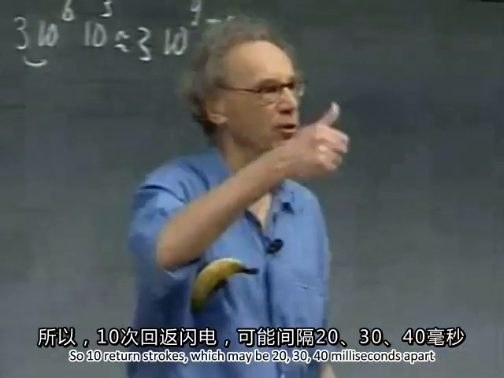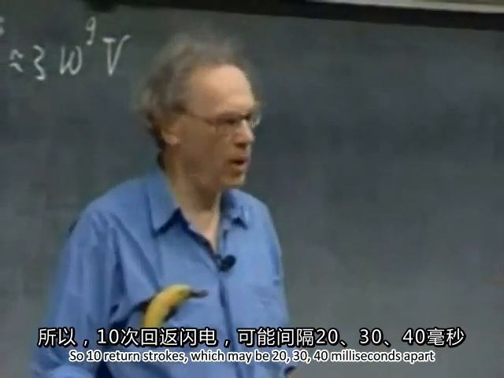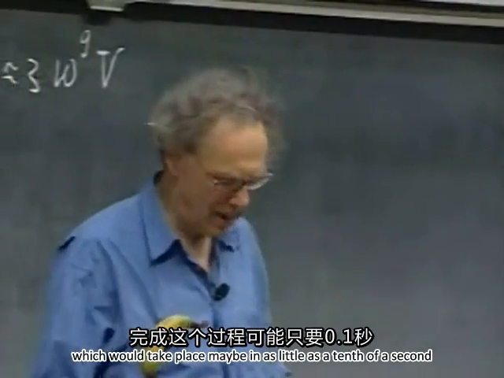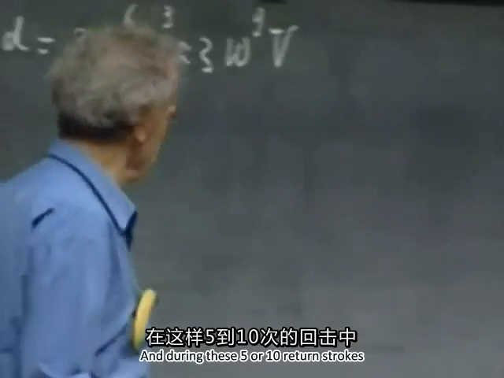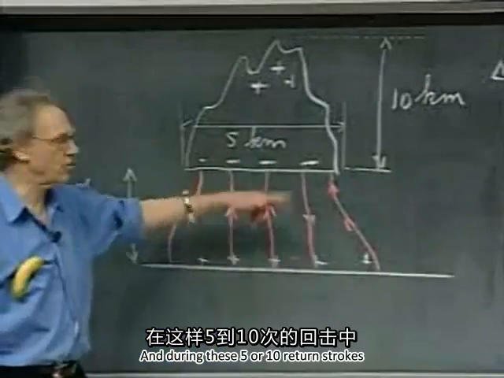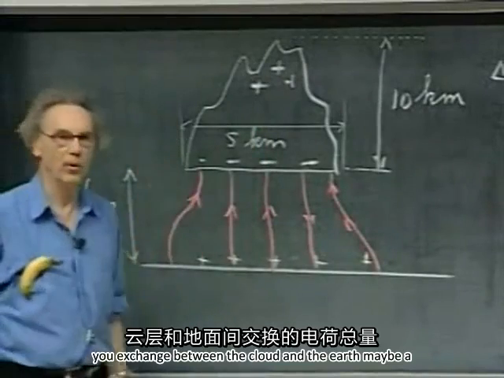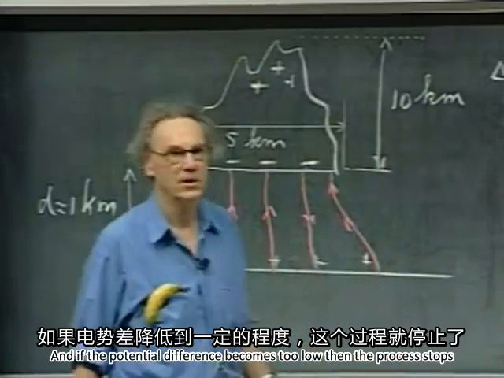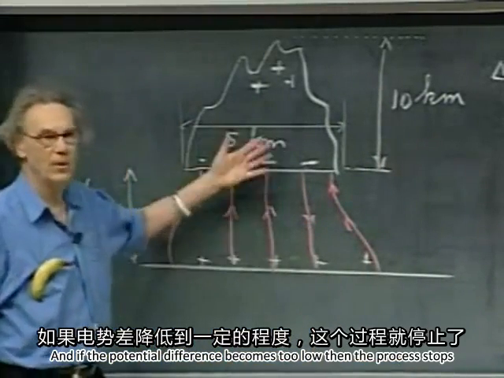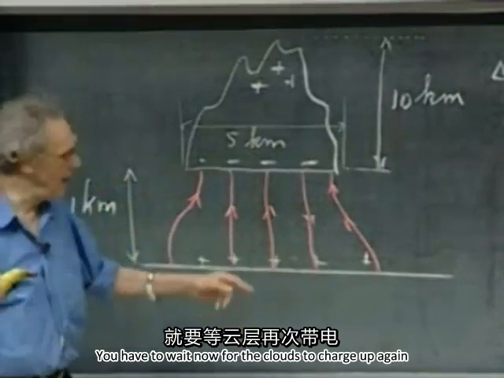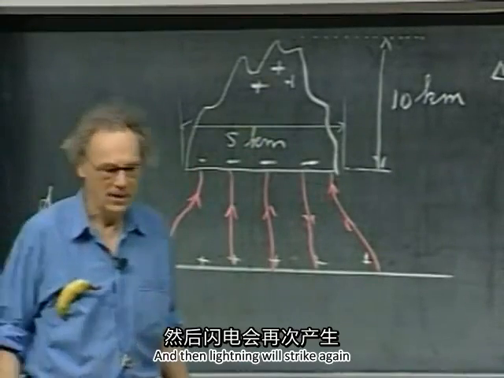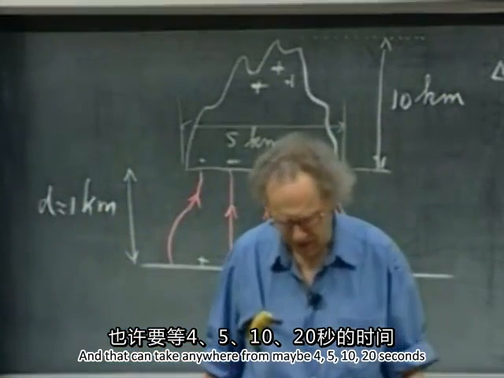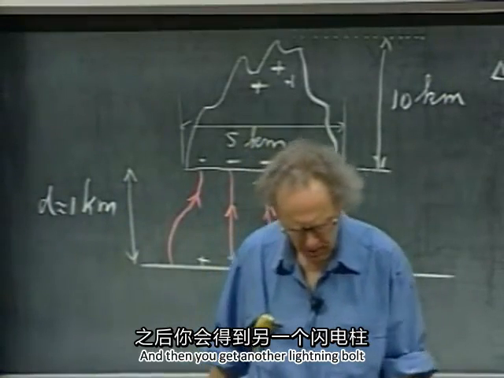So 10 return strokes, which may be 20, 30, 40 milliseconds apart, appear to you and to me only as one flash, which would take place maybe in as little as a tenth of a second. And during these 5 or 10 return strokes, you exchange between the cloud and the Earth maybe a total of 25 to 50 Coulomb, and that of course will lower the potential difference. And if the potential difference becomes too low, then the process stops. You have to wait now for the cloud to charge up again, and then lightning will strike again. And that can take anywhere from maybe 4, 5, 10, 20 seconds. And then you get another lightning bolt.